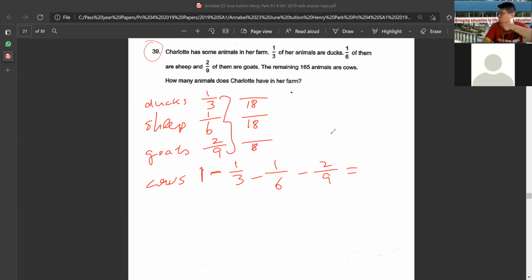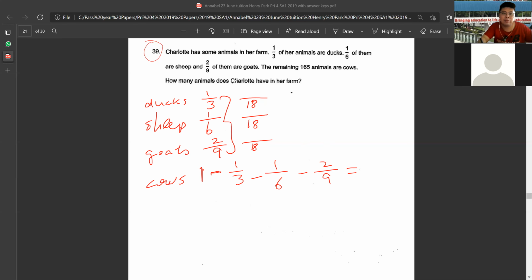My answer is on the board already, because I have no time to let you answer. It's 18. You know why 18? Because 18 is a common multiple of 3, 6, and 9. 9 times 2 is 18. 6 times 3 is 18. 3 times 6 is 18. So 18 is the lowest common multiple of 3, 6, and 9.